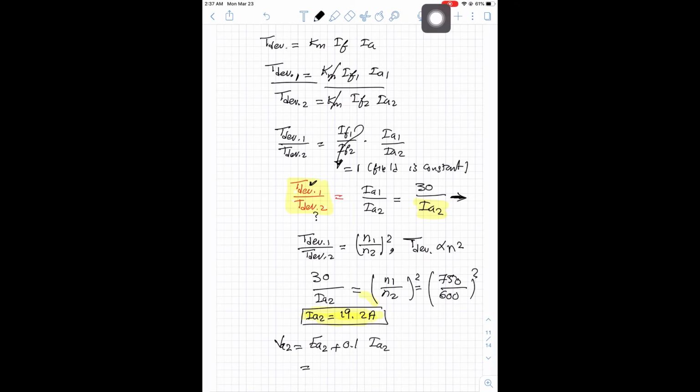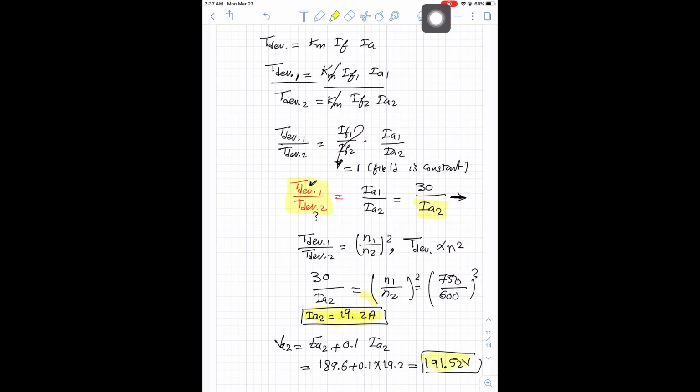This equals E armature 2, which is 189.6, plus 0.1 multiplied by 19.2. This equals 191.52 volt. So this is V armature 2.